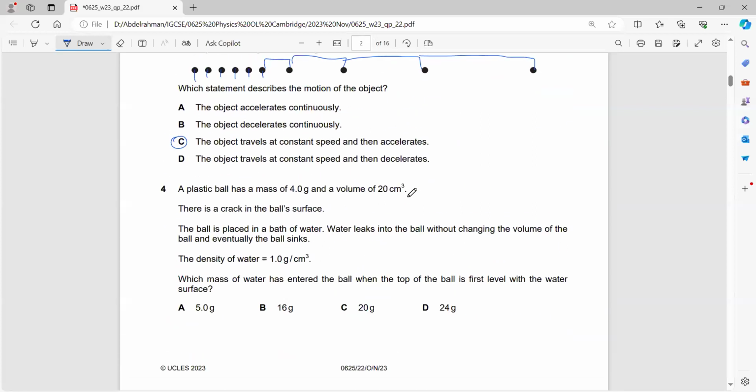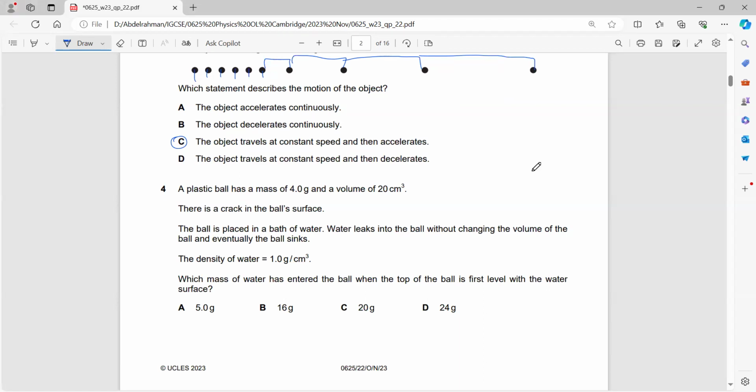Okay. A plastic ball has a mass of 4 grams and a volume of 20 centimeters cubed. There is a crack in the ball's surface. The ball is placed in a bath of water. The water leaks into the ball without changing the volume of the ball, and eventually the ball sinks. The density of water is 1 gram per centimeter cubed. Which mass of water has entered the ball when the top of the ball is first level with the water surface? How can I calculate this?